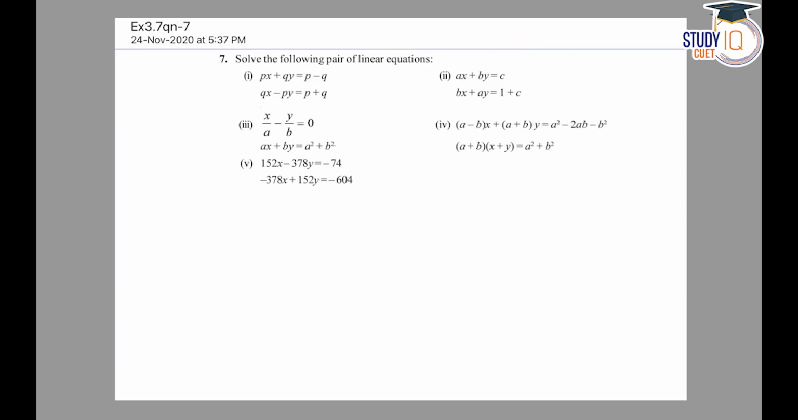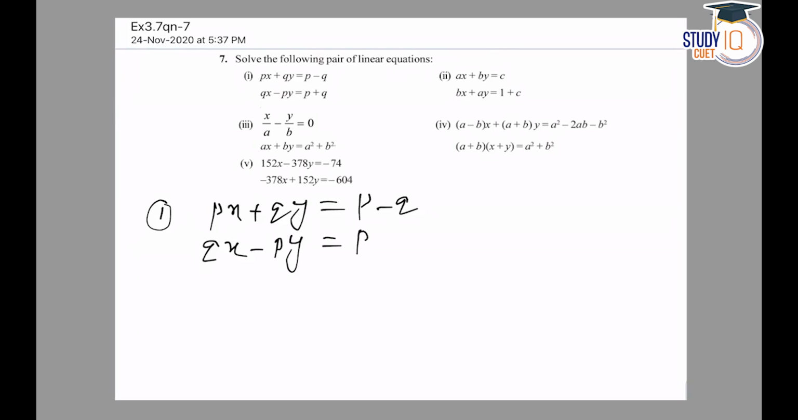The question is to solve the following pair of linear equations. First part is px plus qy equals p minus q, and second part is qx minus py equals p plus q. That is equation 1 and equation 2. So use the elimination method to solve this question.